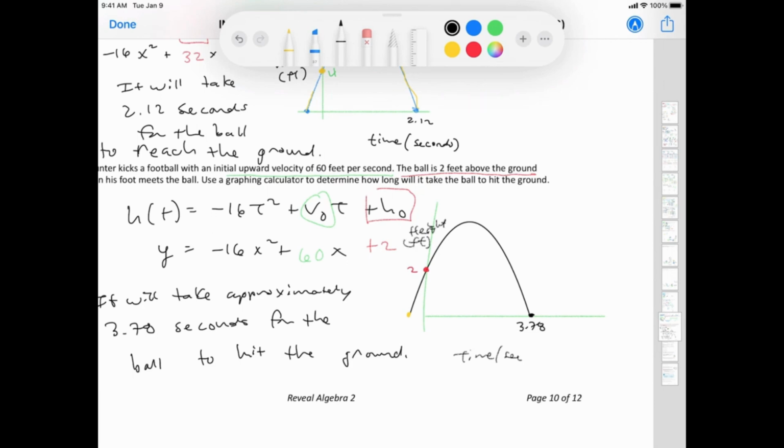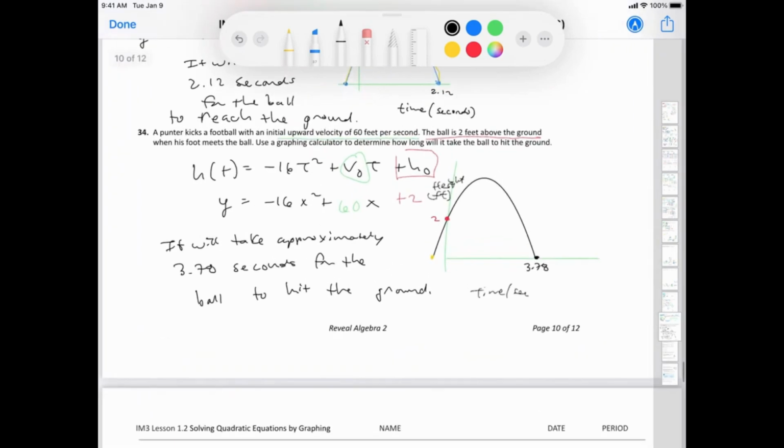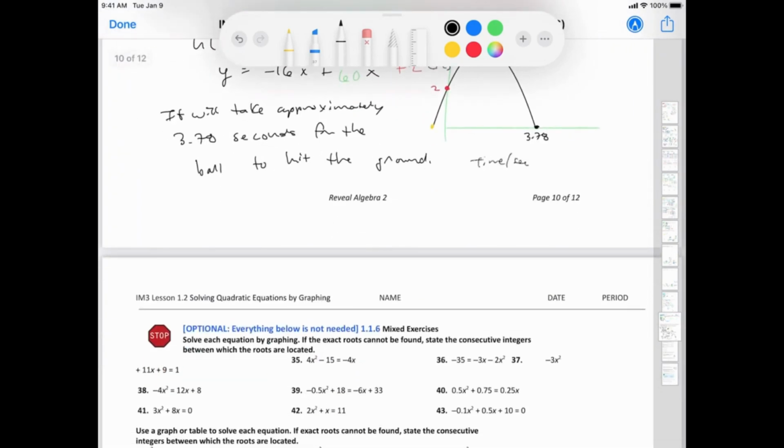Okay. And that is the lesson, and you can just stop and not do the other ones. This is lesson 1.2.